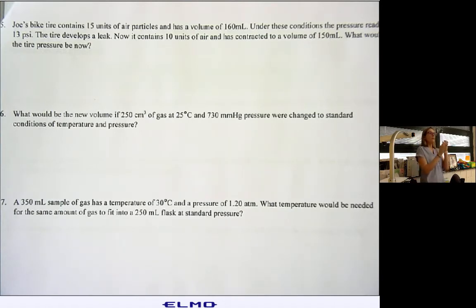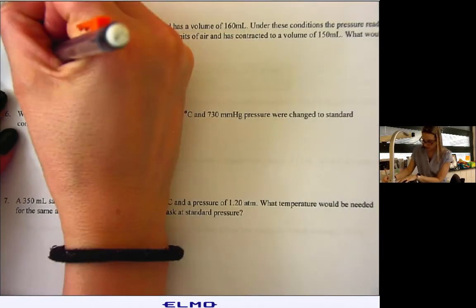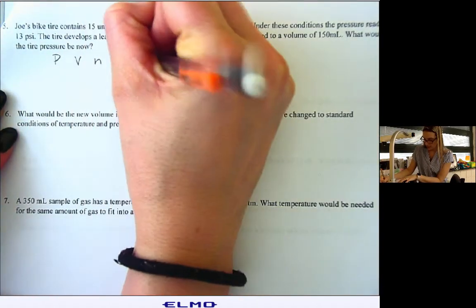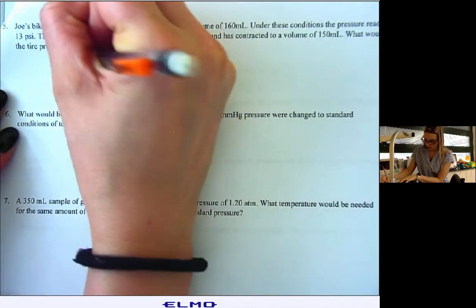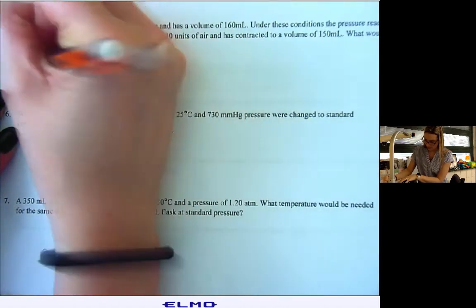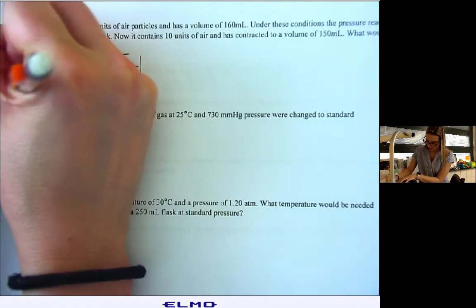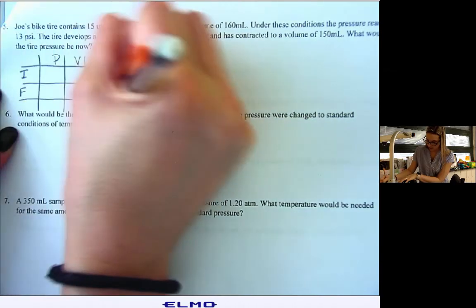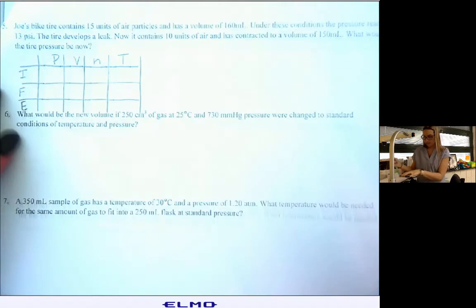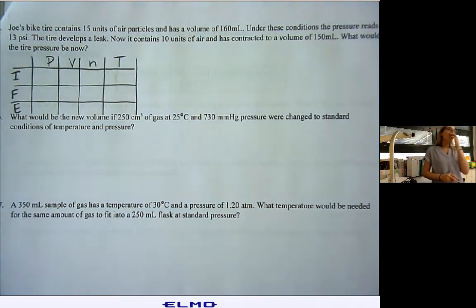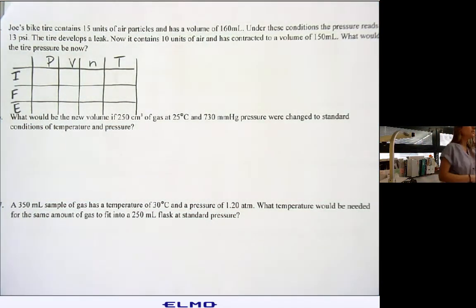So now, again, we have an initial set of conditions and a final set of conditions. So I know I'm going to need to set up a PVnT table. It always looks the same: initial conditions, final conditions, and the effect. And now sometimes you have to go back through and read the question to plug into the PVnT table.